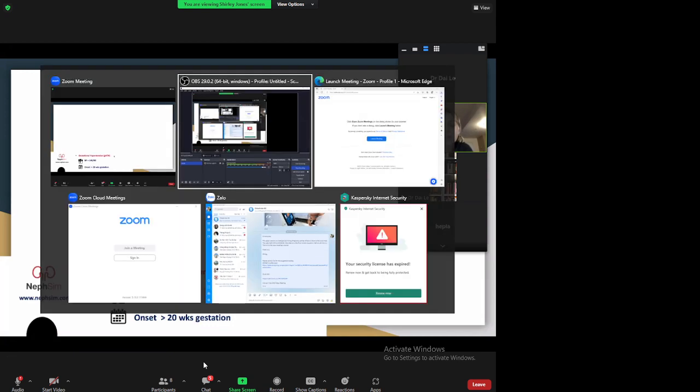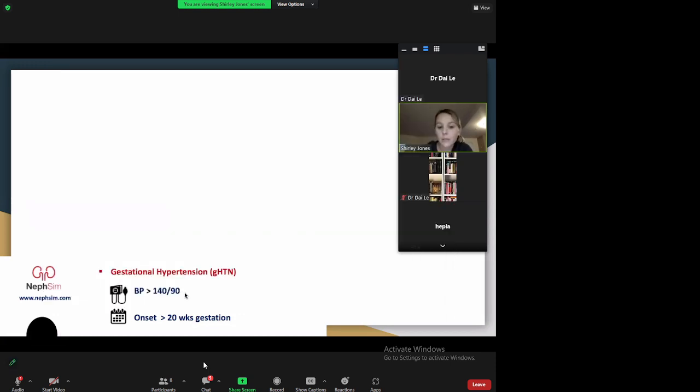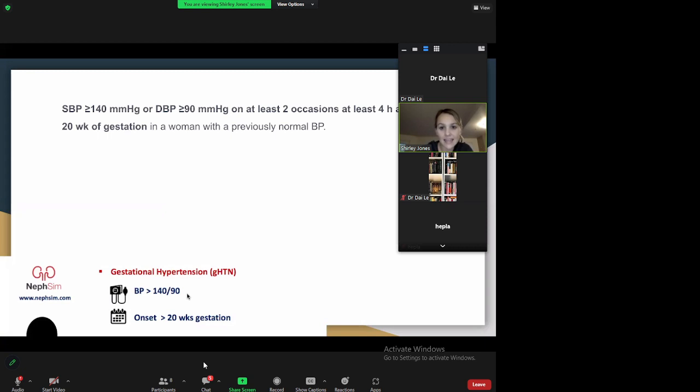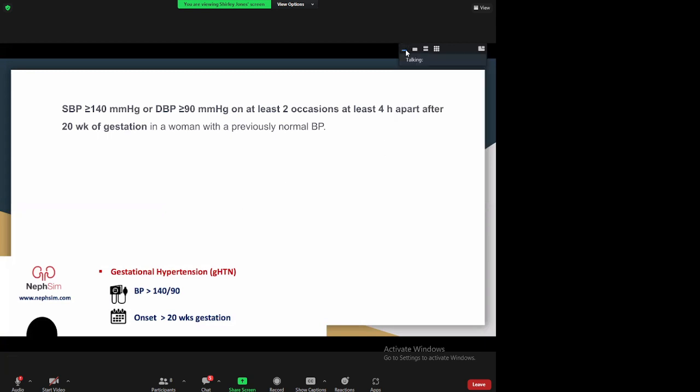So first we'll define gestational hypertension. And this is going to be a blood pressure greater than 140 over 90 that's taken on at least two occasions, 4 hours apart, in a patient that previously had a normal blood pressure. And now, after she's 20 weeks of gestation, she has an elevated blood pressure. So the cutoff of 20 weeks.